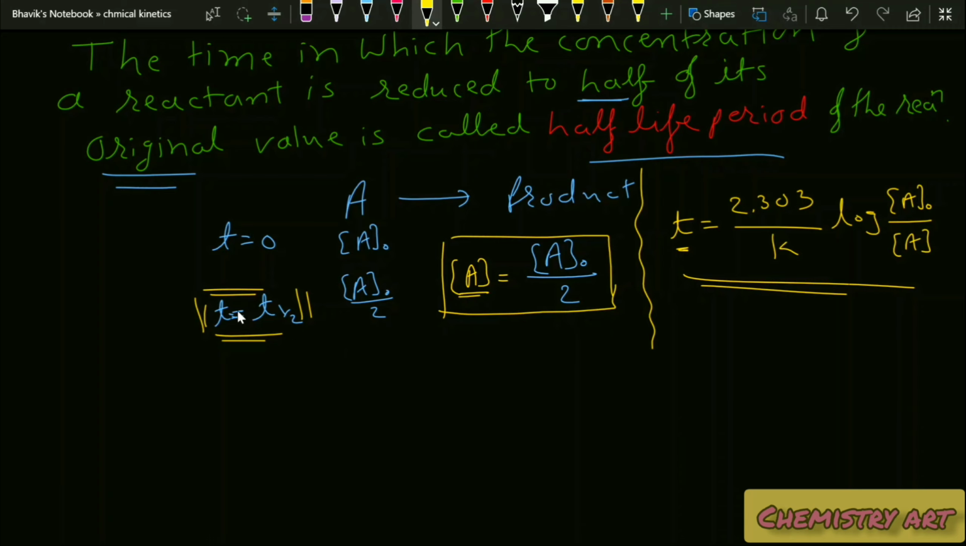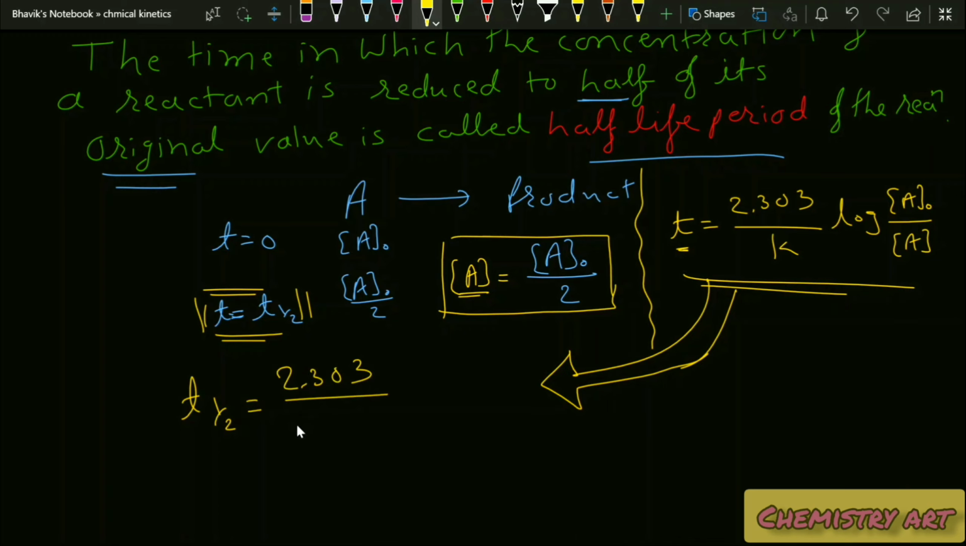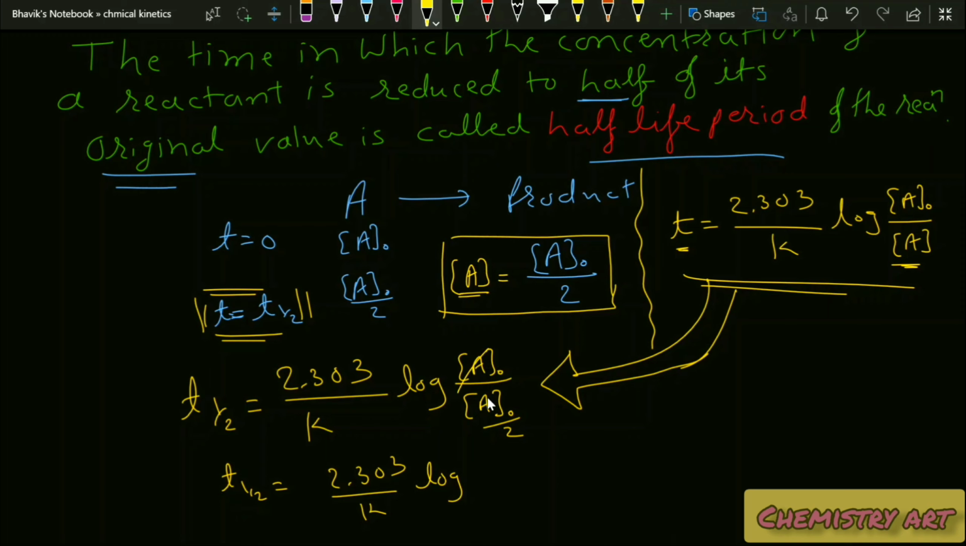So at t equal to T1 half, I can write this equation as T1 half equals 2.303 divided by K log A naught. The initial concentration remains A naught, and for the final concentration A, I have to write A naught by 2. So I can write this equation like this: 2.303 divided by K log, A naught will be cancelled, leaving 2. And as we know, the value of log 2 is 0.3010.